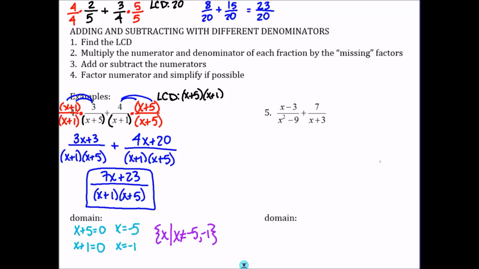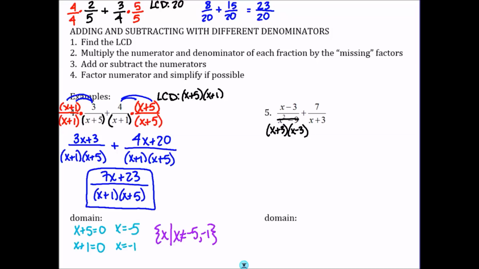Let's take a look at the next problem. We have x minus 3 over x squared minus 9 plus 7 over x plus 3. It's always helpful to factor out the denominators. So we can factor x squared minus 9 to be x plus 3, x minus 3.